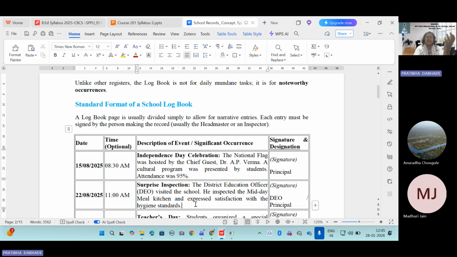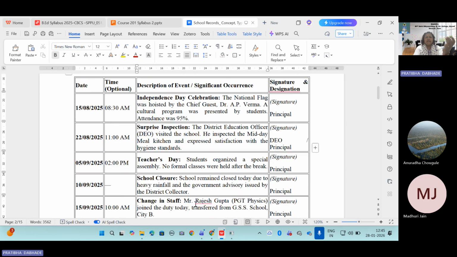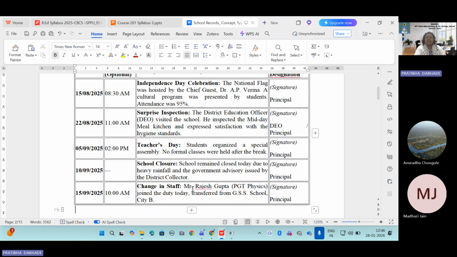It can be regarding an inspection, it can be any day celebration. You can see school closure: school remains closed today due to heavy rainfall and the government advisory issued by, मतलब वहाँ पे circular number, they can also write that. Change in staff: Mr. Rajesh Gupta, PGT physics teacher, joined the duty today, transferred from GSS स्कूल CTB. मतलब इन्होंने ज्वाइन किया, उनको इस स्कूल से उस स्कूल में ट्रांसफर किया गया. So whatever highlighted things, the entries of all highlighted things should be done by the concerned authority, mainly the principal and headmaster, in the logbook.